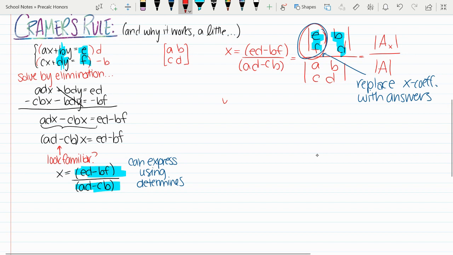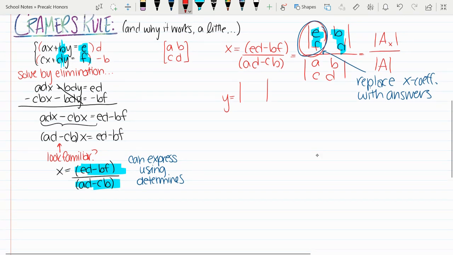So similarly for y, we have this kind of formula that works out. I'm actually going to write the determinants first. We would replace now the y coefficients, so I would still have A, C, with the answers, E, F, but my denominator would be the same. And we could go through this whole proof we did originally to figure that out. But that's what it worked out to be. So this would be AF minus CE over, again, AD minus BC, and that would be equal to our y variable.